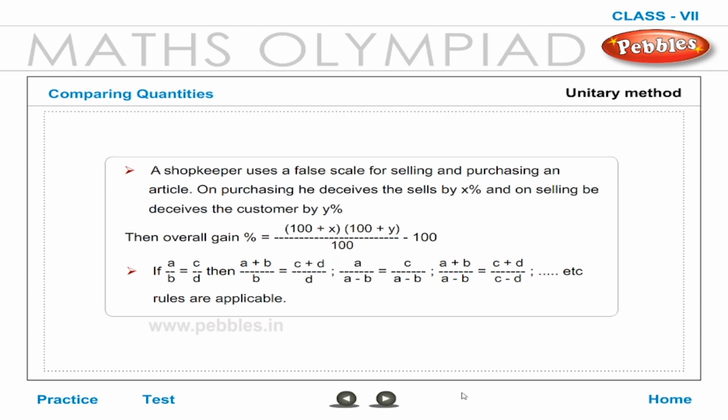If A by B is equal to C by D, then (A plus B) by B is equal to (C plus D) by D. A by (A minus B) is equal to C by (C minus D). (A plus B) by (A minus B) is equal to (C plus D) by (C minus D), etc. The rules are applicable.